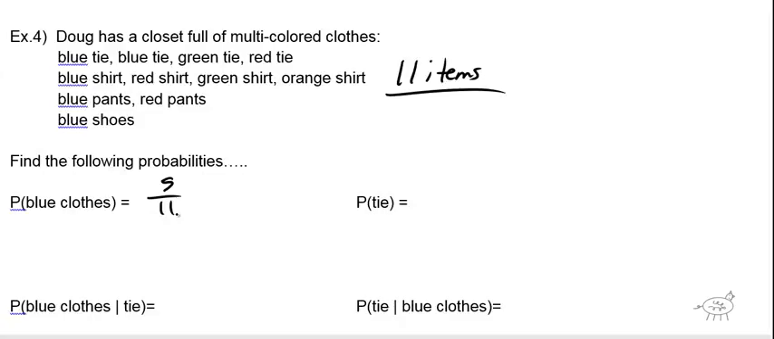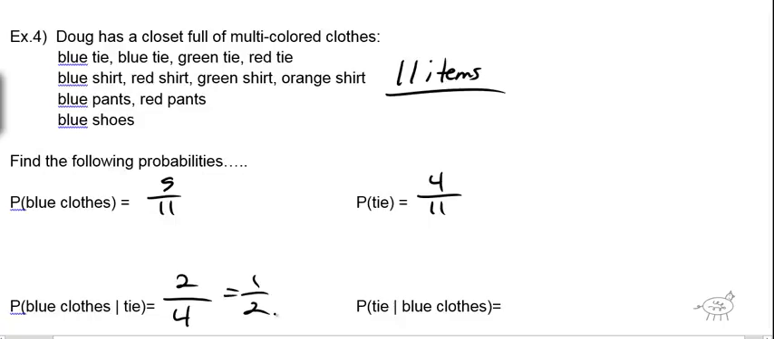What's the probability of getting a tie? Well, how many ties are there? 1, 2, 3, 4, right? 4 ties out of 11. Right? Not bad. Okay, the next one is a given. What's the probability of finding blue clothes given that it's a tie? Well, again, it's a tie. Remember, that given means that's my denominator because that's the amount I'm pulling from. That's the pool. So given that it's a tie, how many ties are there? 1, 2, 3, 4. So there are 4 ties. And how many blue ones are there? 1, 2. Here we go. That's the probability, 1/2. Not bad.